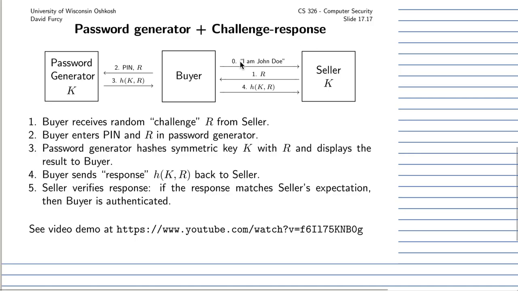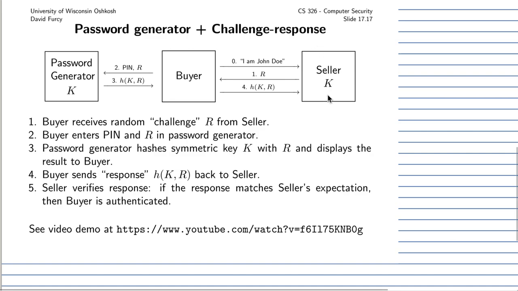So first they perform identification by sending to the seller their ID. This is their claimed ID. And the rest of the protocol is to authenticate the buyer, so to convince the seller that the buyer is who they say they are. So here is the first step in this protocol.